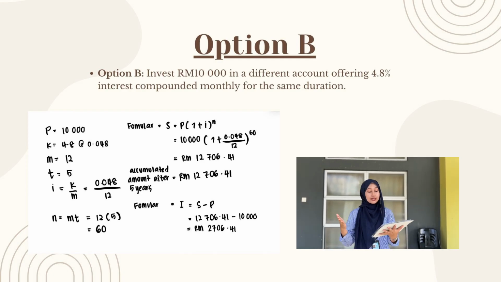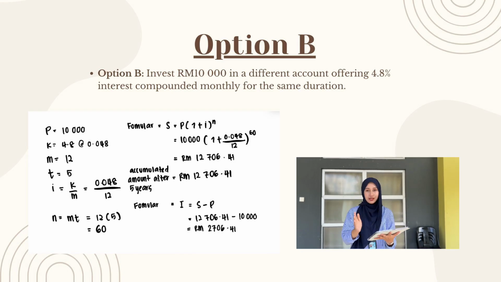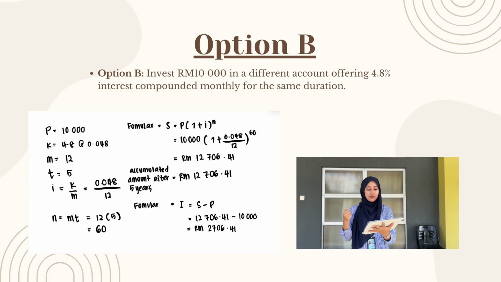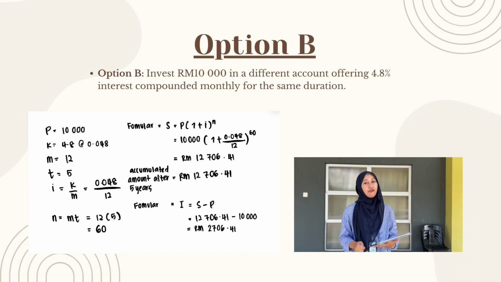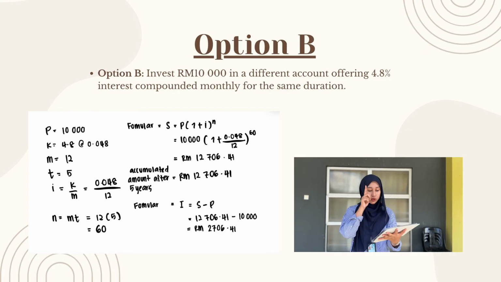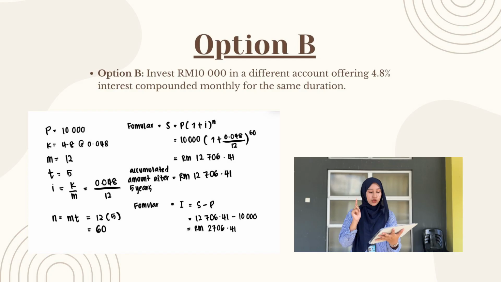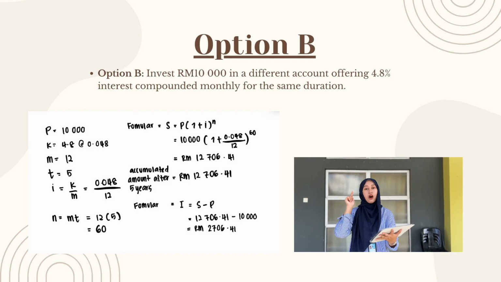And then we need to find out our I, which is K over M. Our K just now is 0.048 over our M, which is 12. Moving on, we need to find out our N, which is M times T. Your M is 12, and you times it by 5, which is your T. So your answer will be 60. Alright, nice. As usual, we bring out our formula for compound interest, which is S equals P in bracket of 1 plus I, to the power of N. Our P is 10,000 ringgit, so you open a bracket 1 plus 0.048 over 12, that will be your I, and you close the bracket, to the power of N, which is 60.